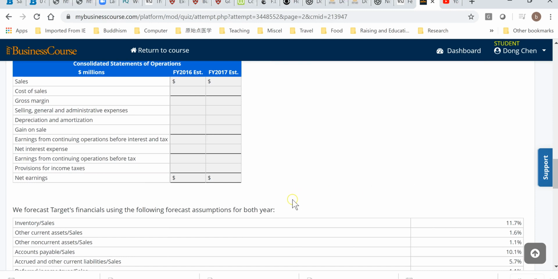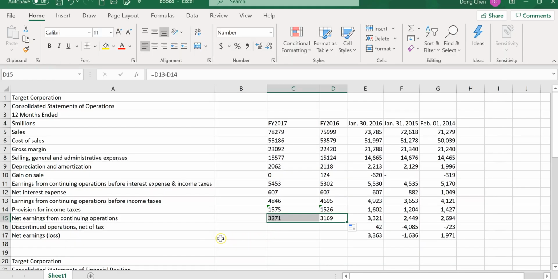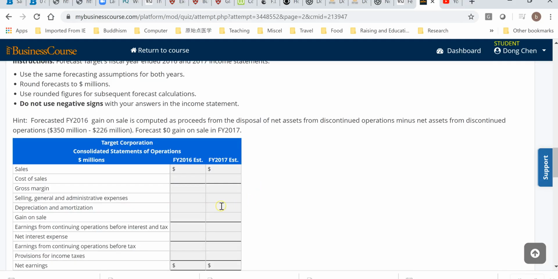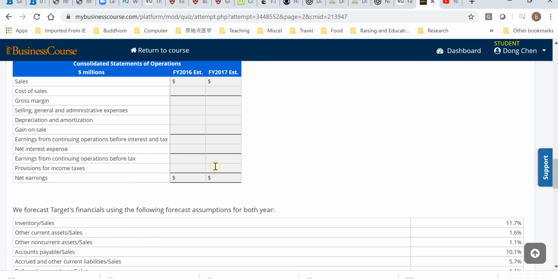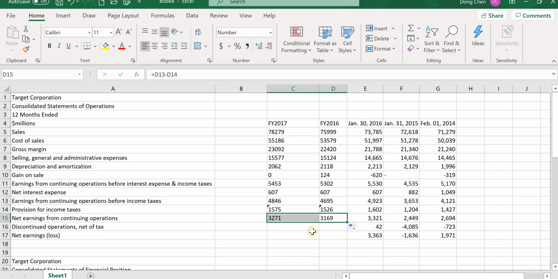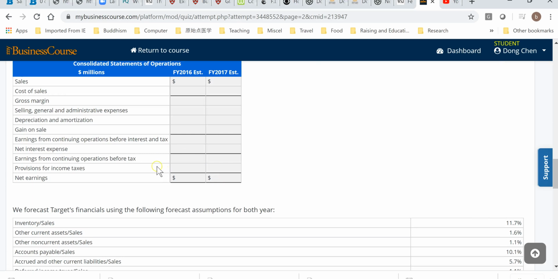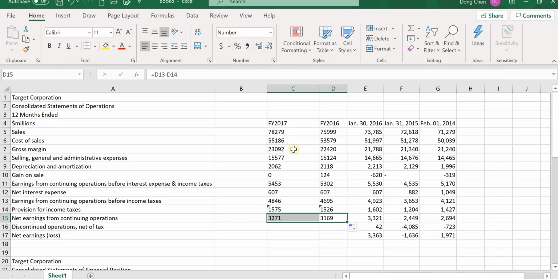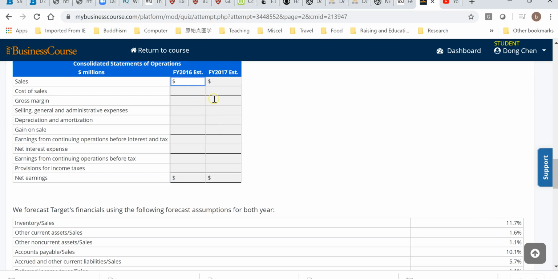So if you notice here, actually, in the final answer, this balance sheet, there's no such item. So I guess this basically is the net earnings. This is the final bottom line because there's no such discontinued operations anymore. So now we can just copy the number. Yeah, copy the number back.